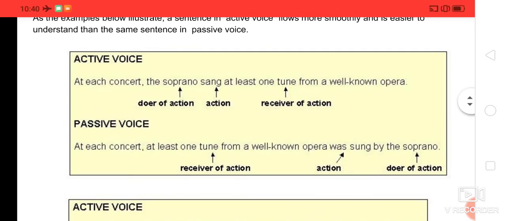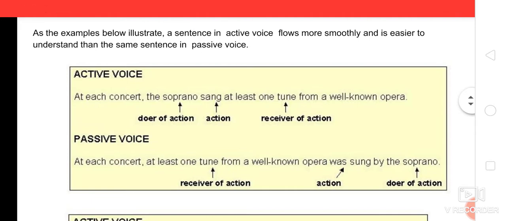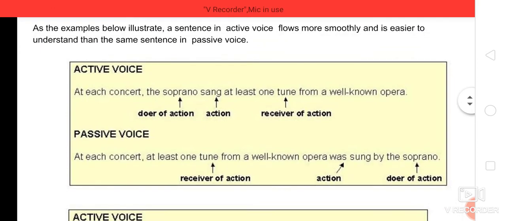Let us see the second example: At each concert, the soprano sang at least one tune from a well-known opera. Here, the doer of an action is nothing but the subject. The action itself is the verb, and the receiver of the action is the direct object. What is the receiver of the action? It is nothing but the direct object. So the soprano sang what? The soprano sang at least one tune.